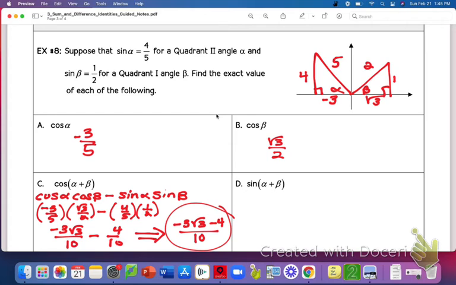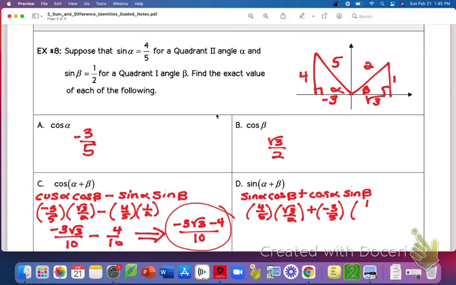So sine of alpha plus beta. That would be the sine of alpha cosine of beta plus cosine of alpha sine of beta. So the sine of alpha is 4/5. Cosine of beta, root 3 over 2, plus cosine of alpha, negative 3/5. Sine of beta is 1/2. So we get 4 root 3 over 10 minus 3/10. So putting that all together gets us 4 root 3 minus 3, all over 10. That's our final answer there for D.